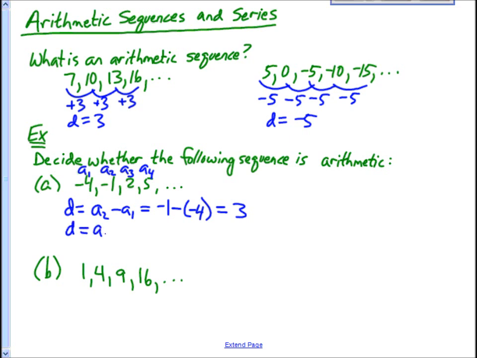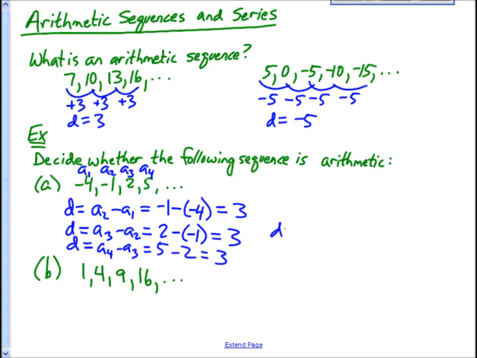Let's take the third one minus the second one, and let's see if it gives us the same thing. 2 minus the -1, 2 plus 1, 3. Last test here: does the fourth term minus the third term, 5 minus 2, give us 3? Hey, looks like it works, doesn't it? Common difference 3, definitely arithmetic. It goes up by 3 each time. You can probably tell that without doing the little test, but that's going to help us out later.